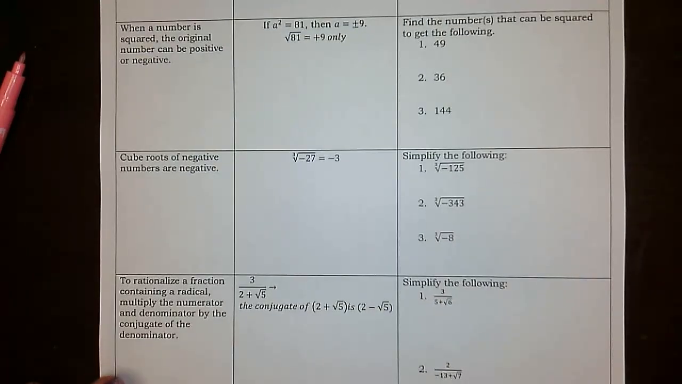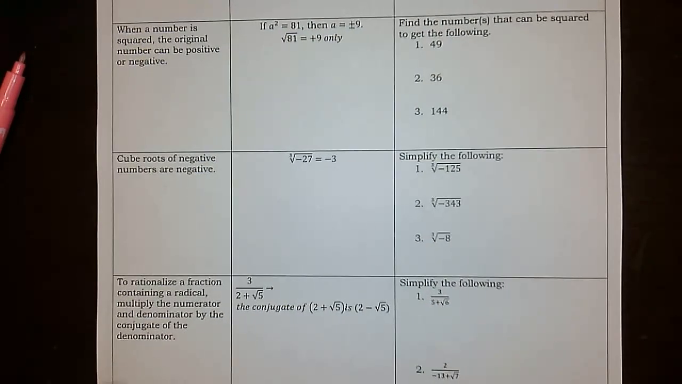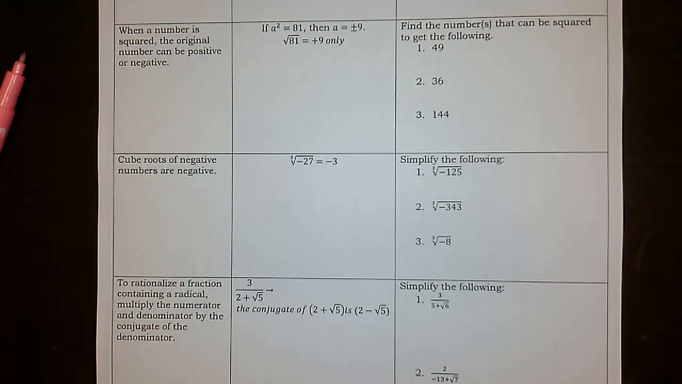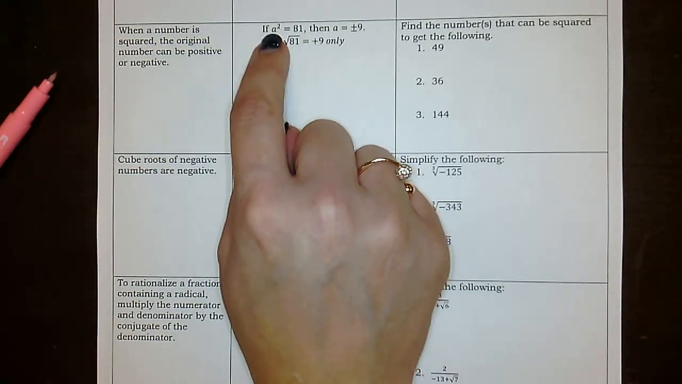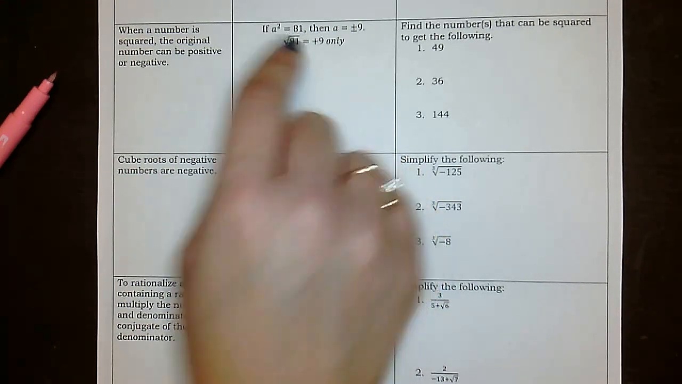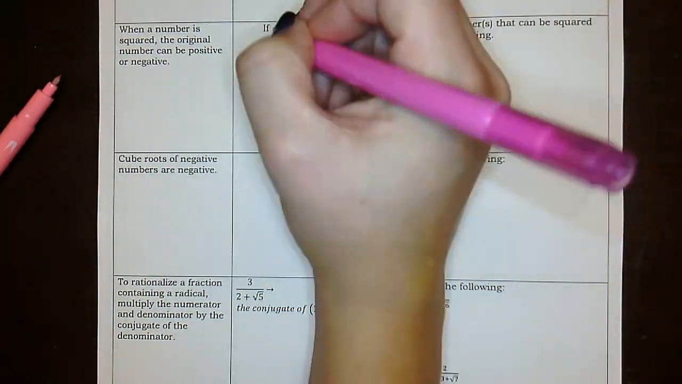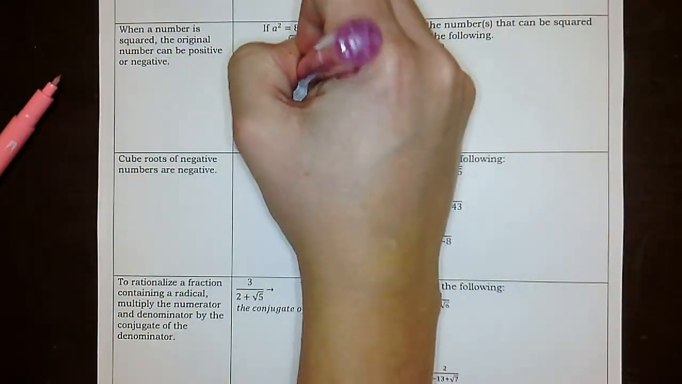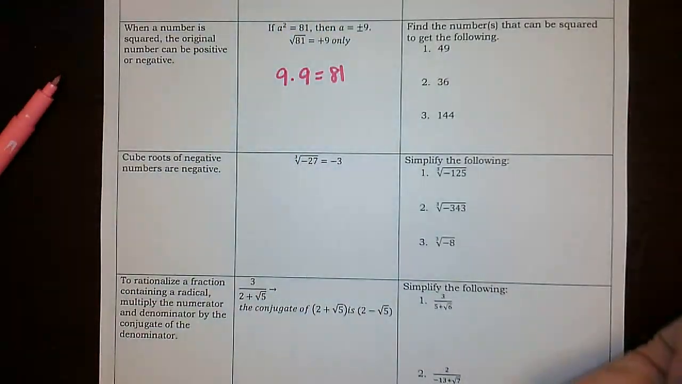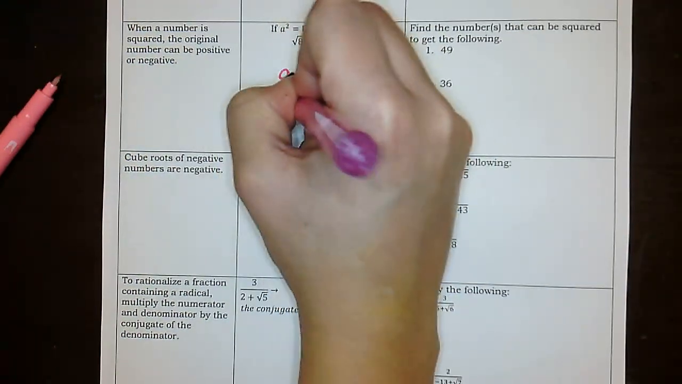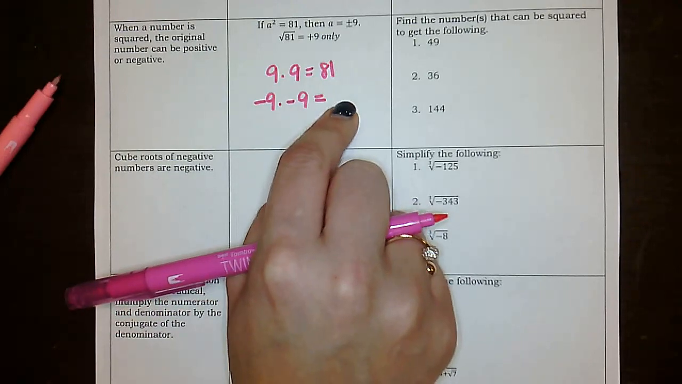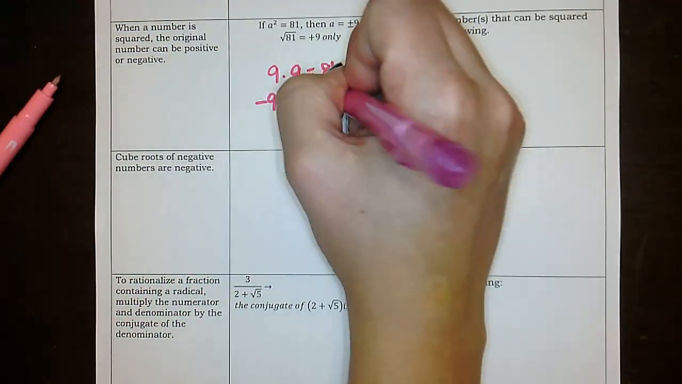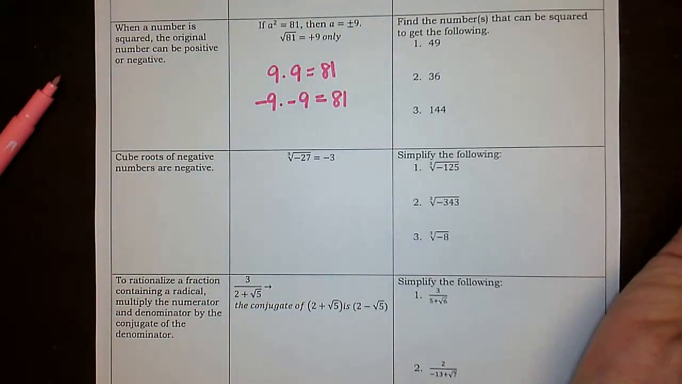Now let's look at when a number is squared. The original number can be positive or negative. So if I have a squared equals 81, I know that a positive and a negative can give me 81. Here's why. 9 times 9 is 81. Negative 9 times negative 9, let's talk about this. A negative and a negative makes it positive. 9 times 9 is 81. So this is why it can be positive and negative.